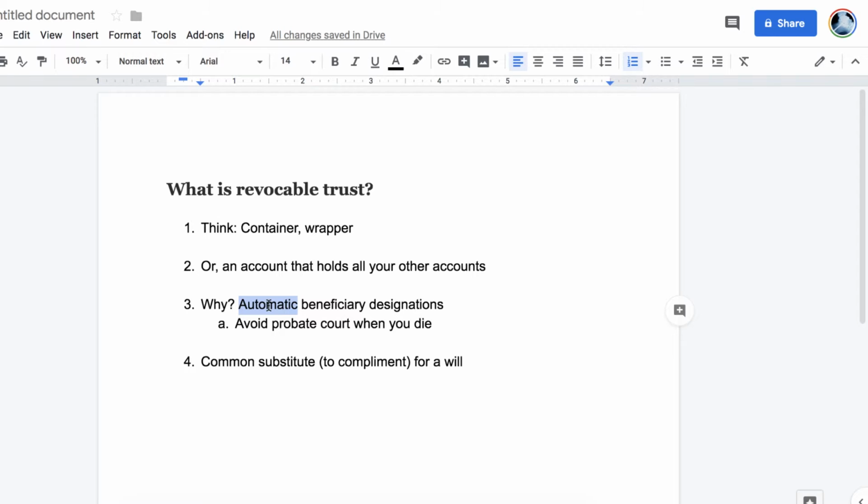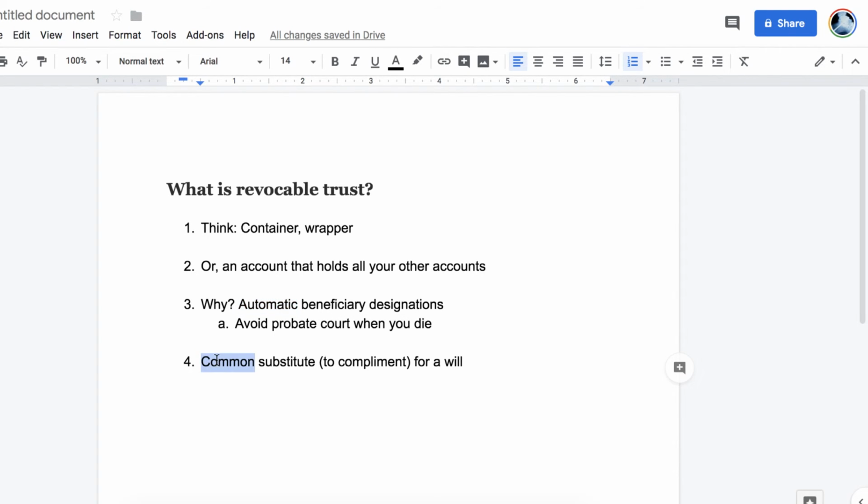Anyway, it can be a pain to remember and to name each and every one of the accounts that you have, because most of us have accounts here, accounts there, 401ks from here, an IRA from there. So what you want to do is make sure everything's unified. You put all of those accounts into your trust. You put that wrapper around all of your accounts, and then you have one centralized document, the trust, that tells you where everything goes upon your death.